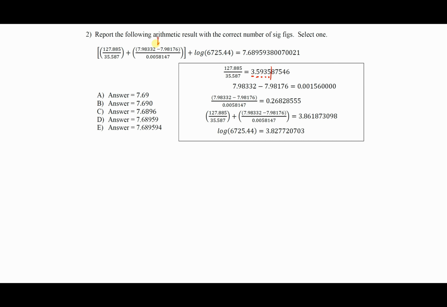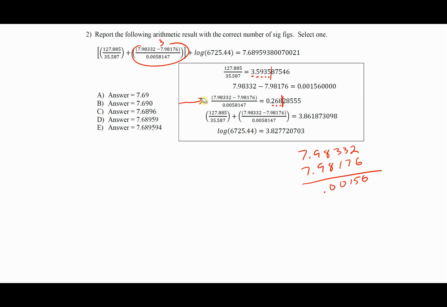Okay, what about this one? Well, here, once again, we have some subtraction going on, so let's see what that says. 7.98332 minus 7.98176 means that we have 0.00156. So up top is 3 sig figs. And down the bottom, we have 5 sig figs, which means this altogether, whatever this is, can only have 3 significant figures. 1, 2, 3. So that cuts us off at the 8.